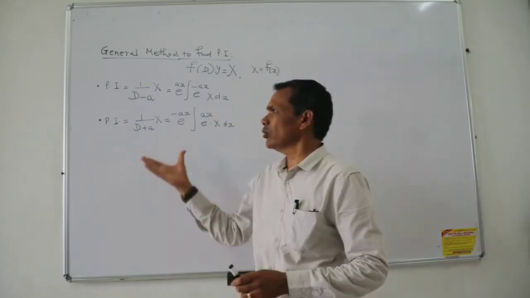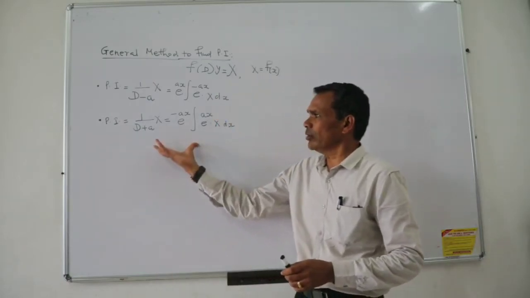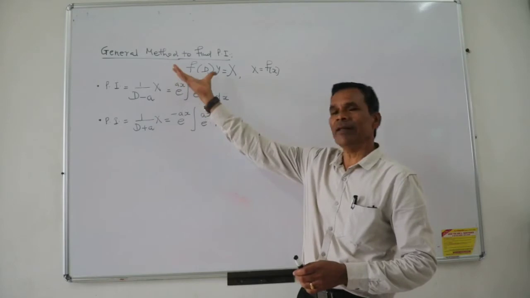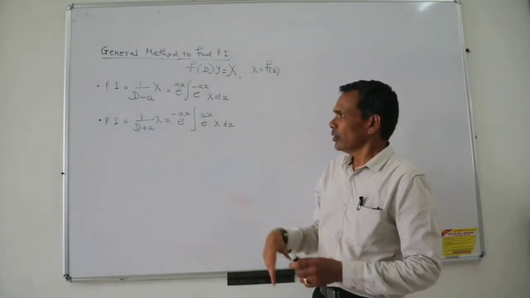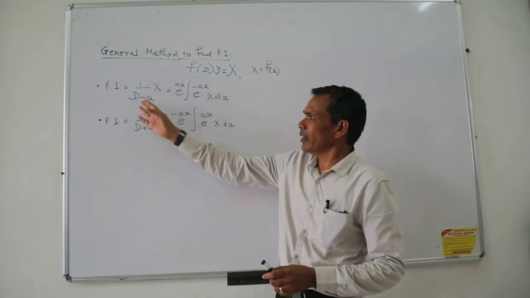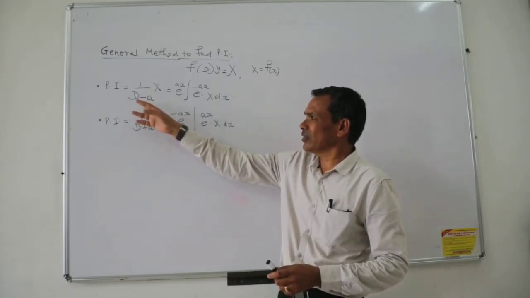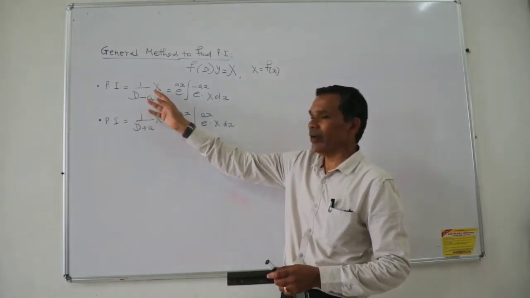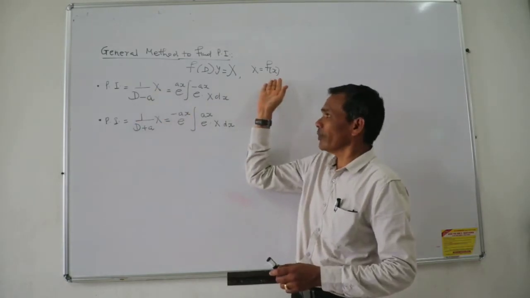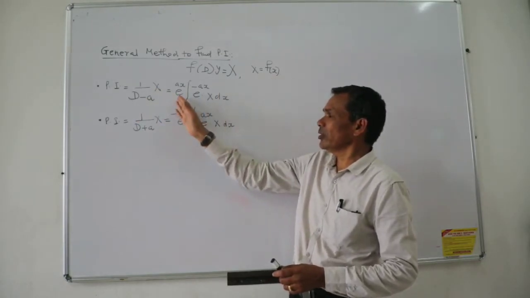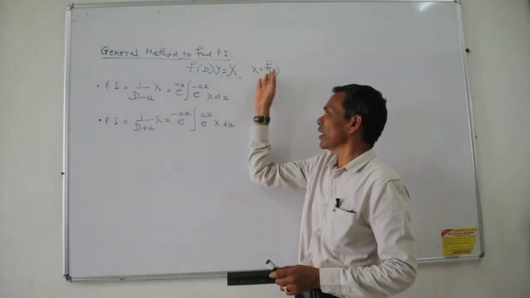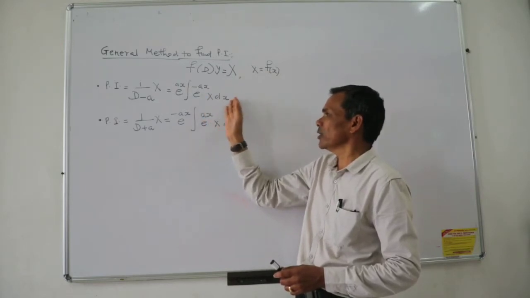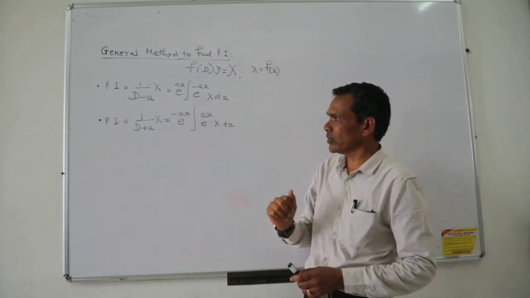So in that case we use this formula to find the particular integral of the linear differential equation with constant coefficients. The formula is: particular integral 1 upon D minus a, where D is the derivative operator, operated on X, some function of x, is e to the power ax, outside, times the integral of e to the power minus ax multiplied by capital X, integrated with respect to x.